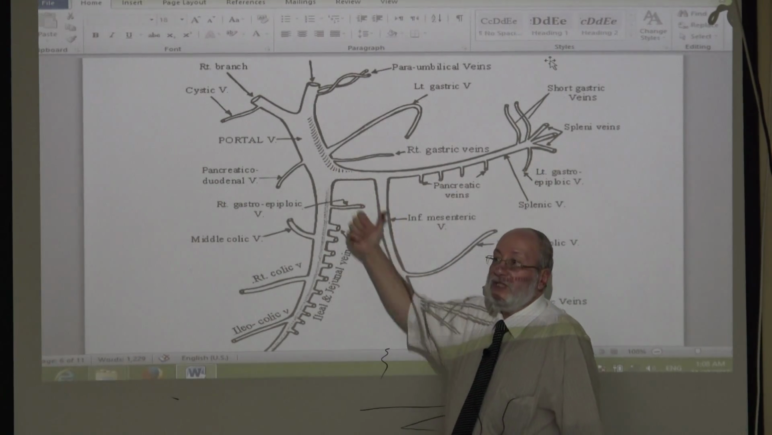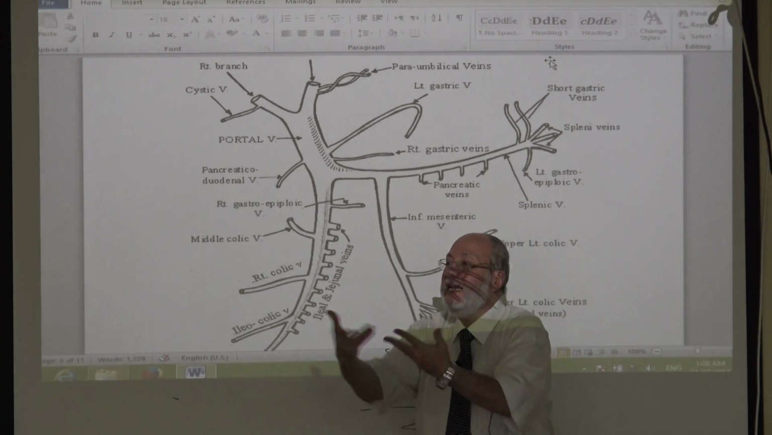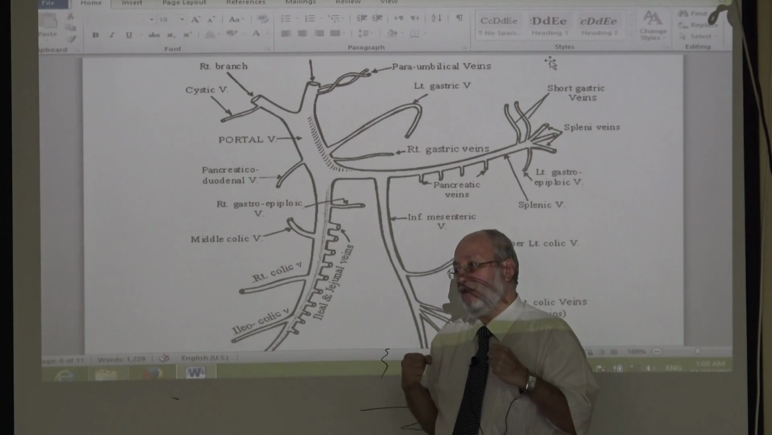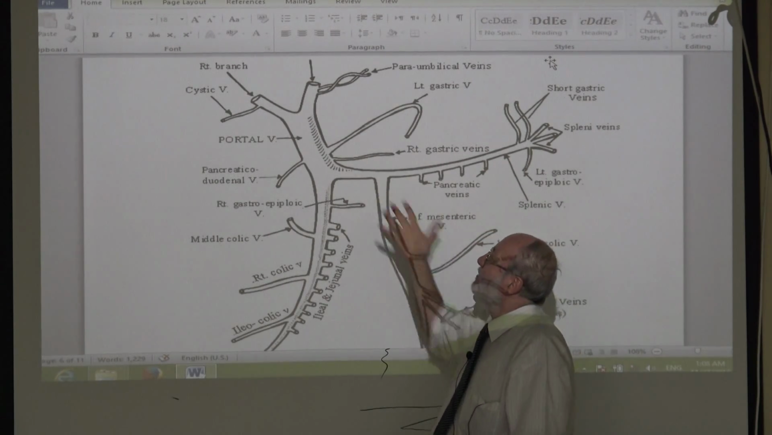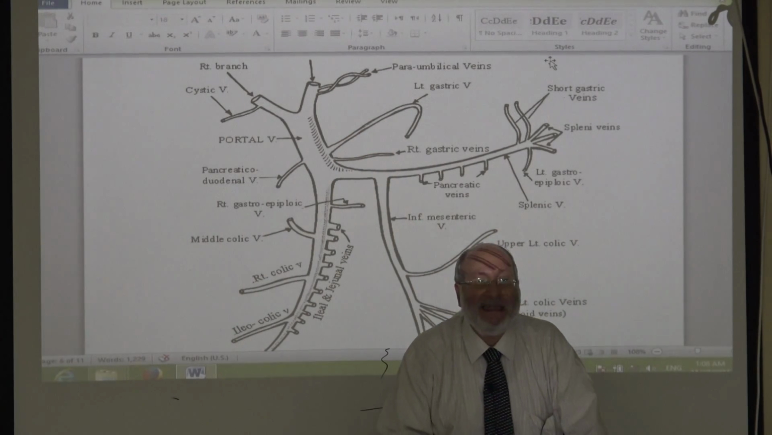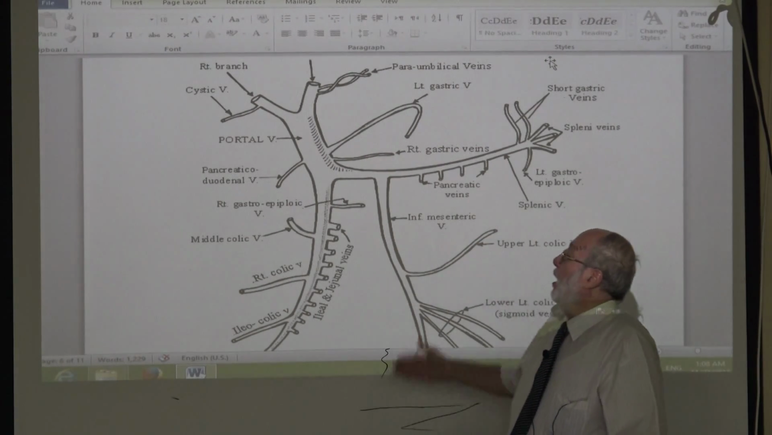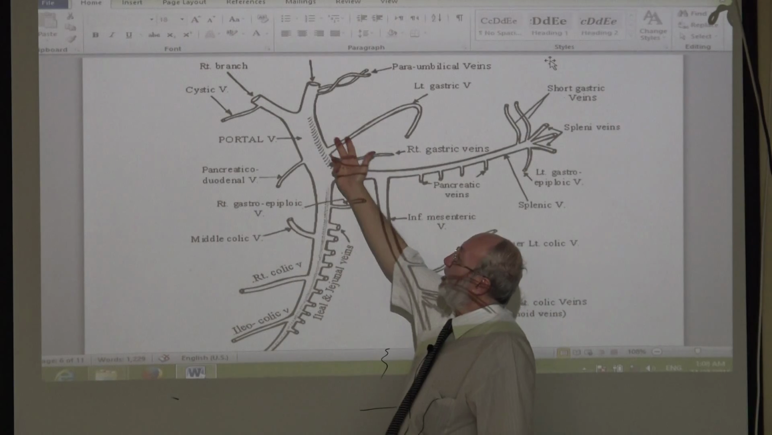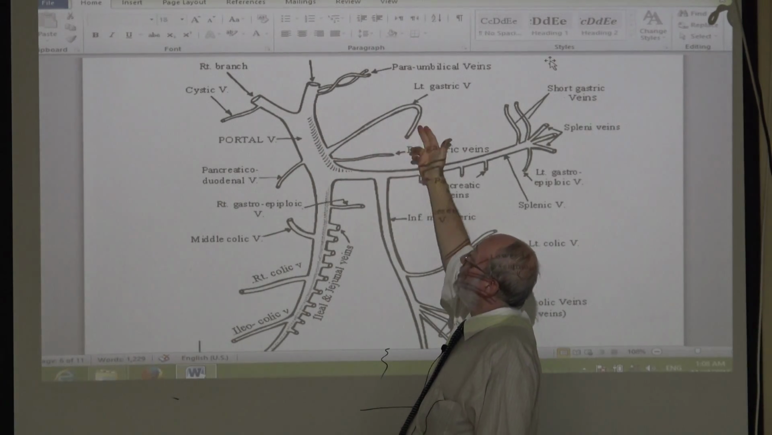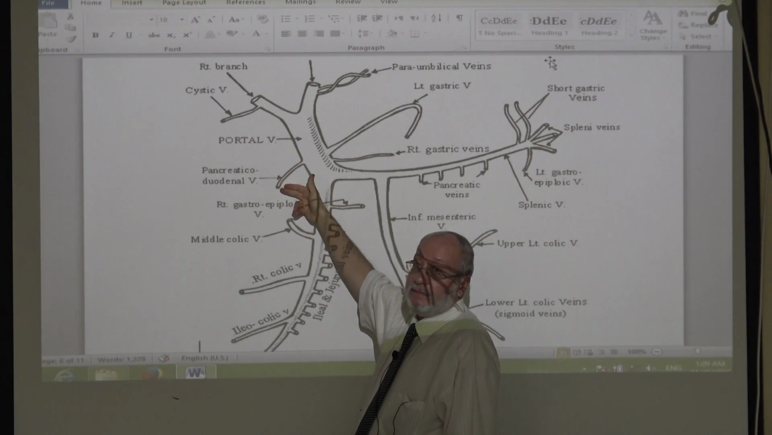Portal vein, as we see before, is a supply to the liver, like any artery. It supplies the liver, not a venous return from the liver. The blood in the portal vein enters the liver to supply the liver, but the venous return is hepatic veins. Bravo. This is the portal vein. The portal vein receives 2 gastric, right and left gastric, and superior pancreaticoduodenal vein.